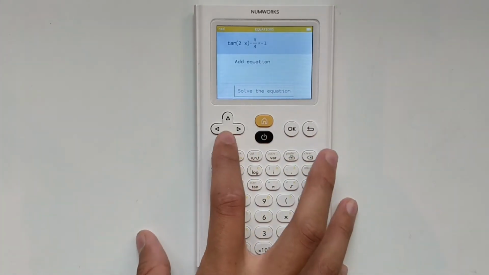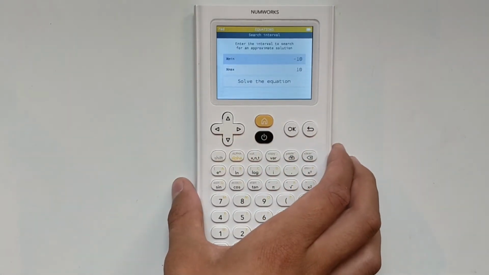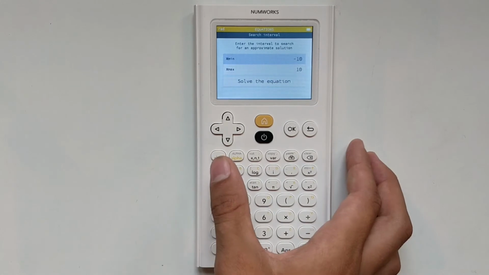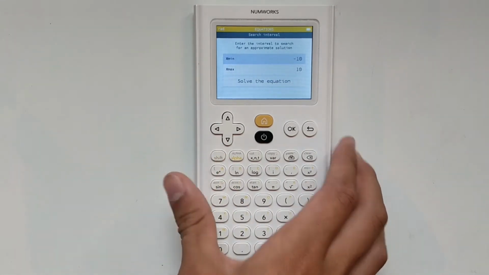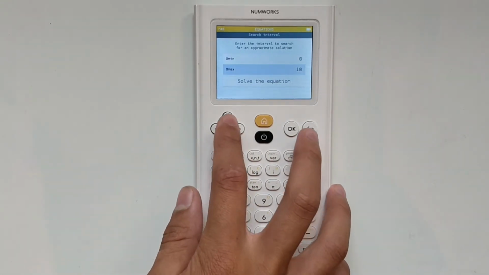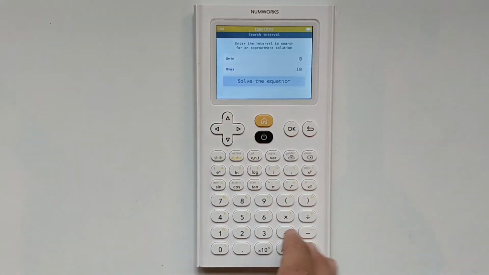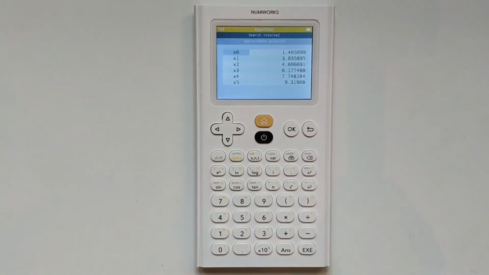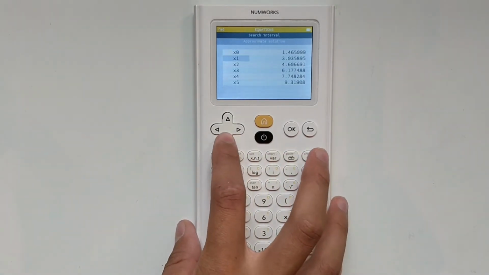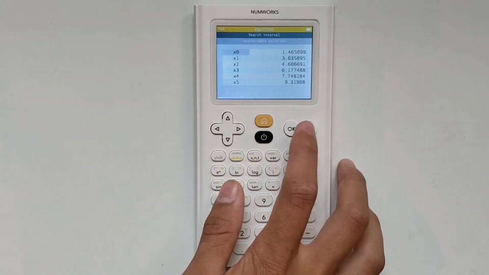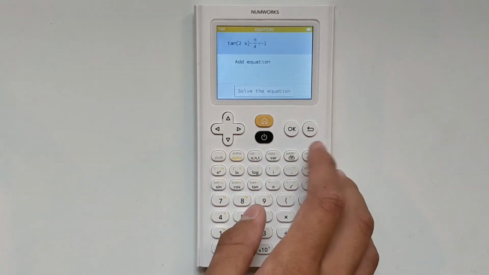So when I click Solve the Equation, it will ask us to give a range between which it will try to find these solutions. So if I say find the solutions between 0 and 10, I would type that in like that and then click Solve the Equation. So it did take a second there, but when it finishes, it will give us all of the solutions between those two boundaries. So now let's try something like a system of equations.